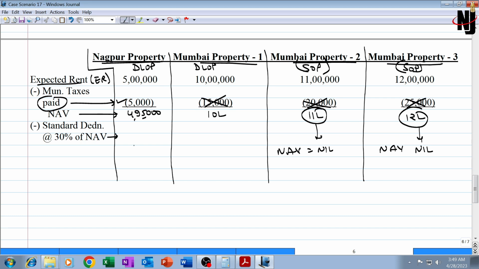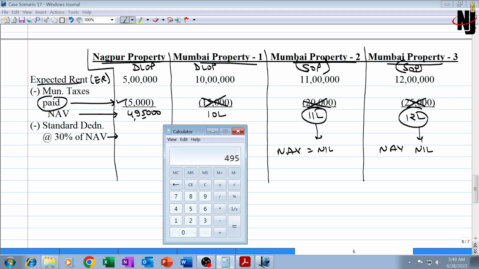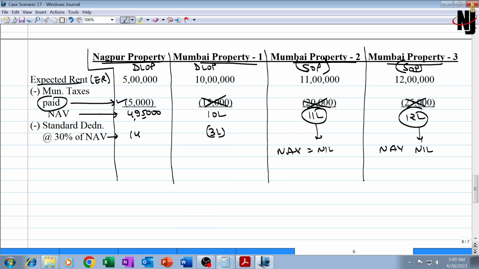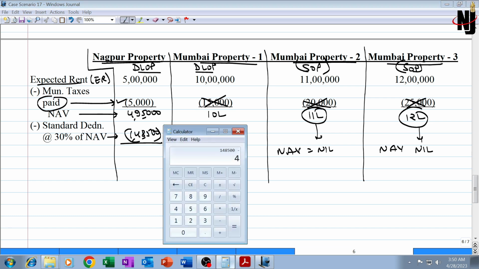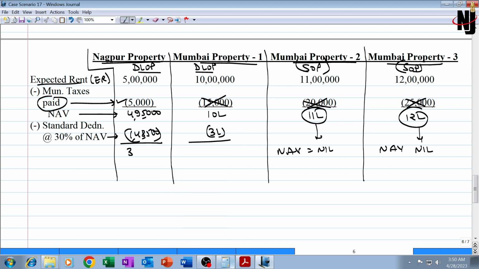Standard deduction will be allowed from both of them. For Mumbai property 1 it will be 3 lakh. For Nagpur property we'll have to calculate it out. 4,95,000 into 0.3, 148,500. 148,500 will be standard deduction, which will be subtracted because they are deemed to be let out, therefore notional income will be chargeable to tax. 4,95,000 minus 148,500, 346,500 will be the taxable income. From this property 7 lakh will be the taxable income, and these 2 properties' income will be nil.